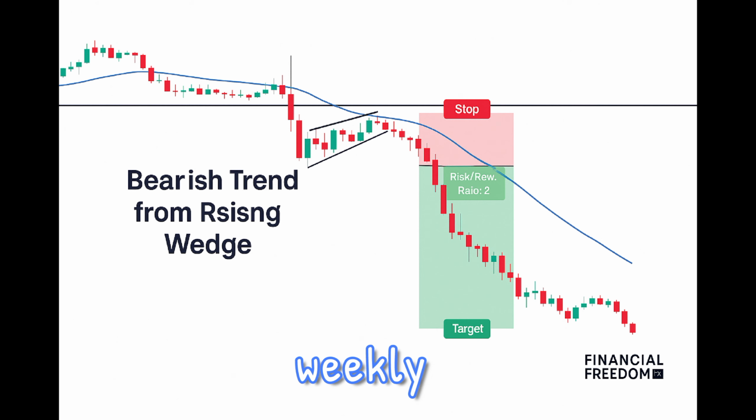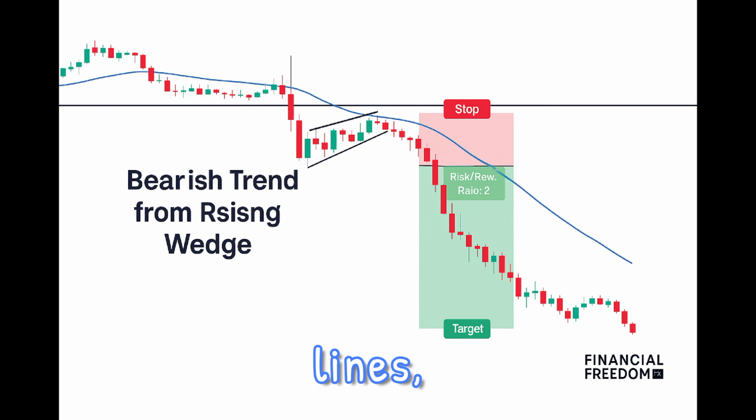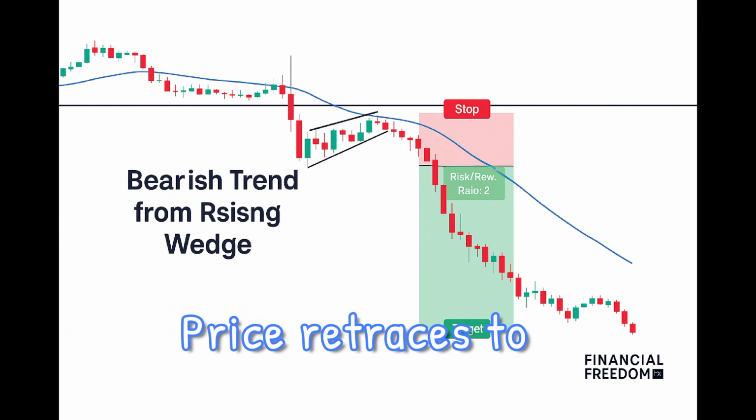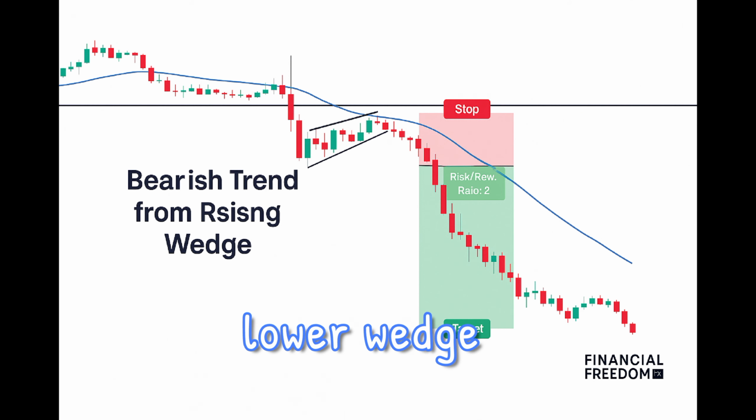We're looking at a weekly chart showing an ascending wedge. The price keeps bouncing between two diagonal trend lines, forming higher highs and higher lows. Overlaid are Fibonacci retracement levels from swing low to swing high. Price retraces to the 61.8% golden ratio, coinciding with the lower wedge support.